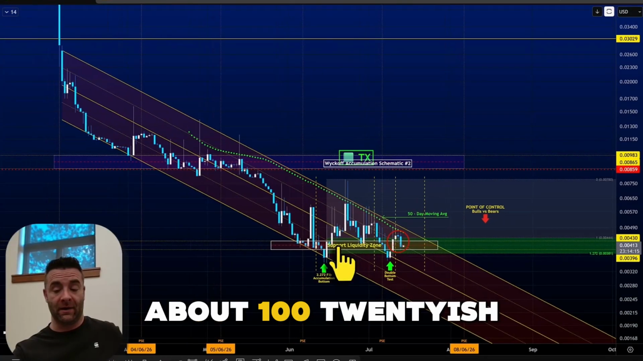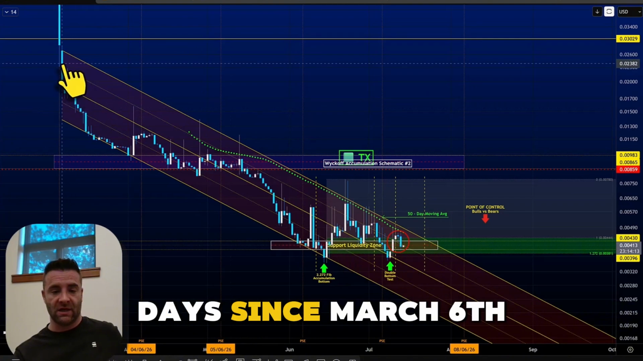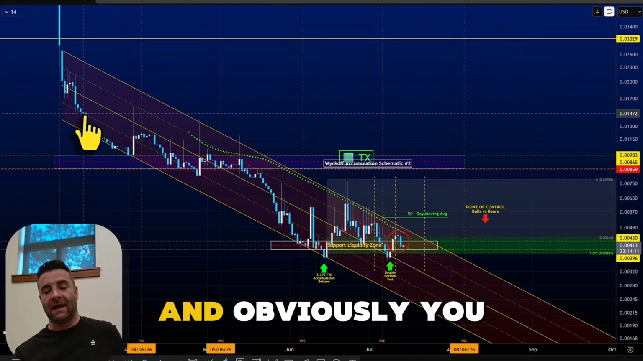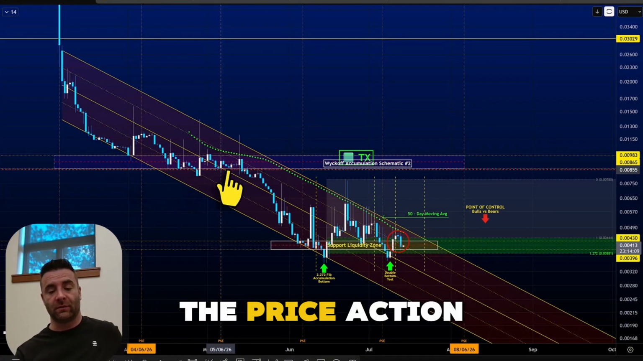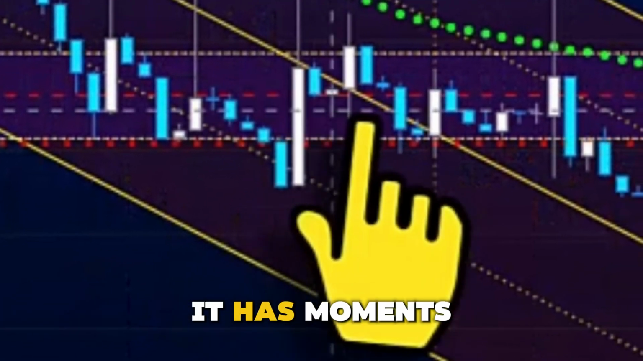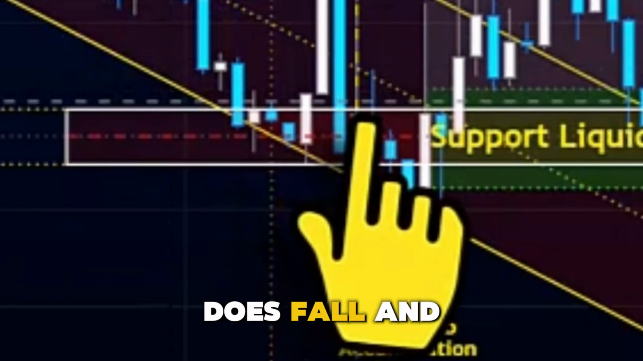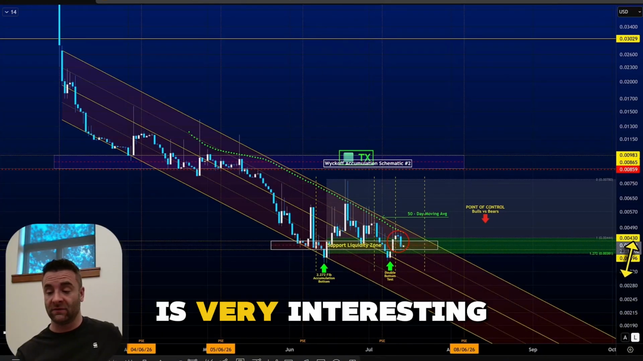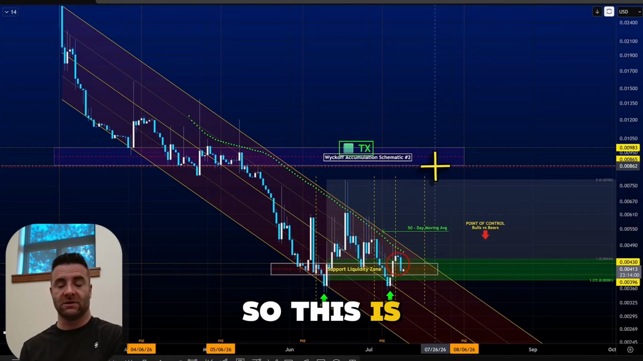So this is about 120-ish days since March 6th. And obviously, we look at the price action, it looks really bad. It has moments where it tries to teeter and then it does fall. And then we have something that I think is very interesting right over here. So this is a day chart.